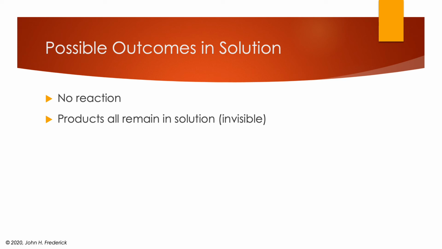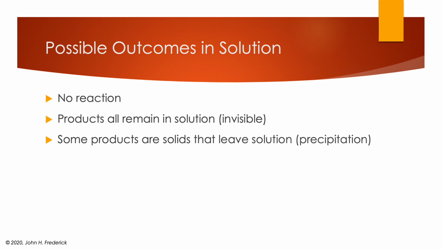We could have a reaction where the products all remain in solution and they're effectively invisible. We can't tell that they're there. We can't see anything that's happened. We would have to do some sort of more sophisticated analysis in order to find out if a reaction actually had happened. We could also have some products that appear as solids. When you mix two liquids together and a solid comes out, we call that a precipitation reaction, and the solid that it forms is called a precipitate.